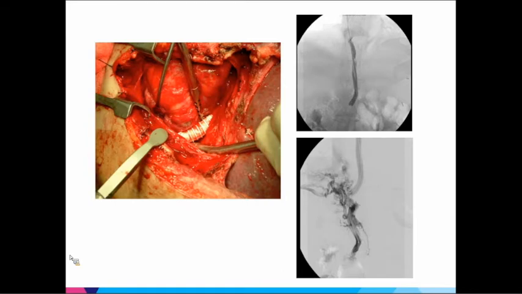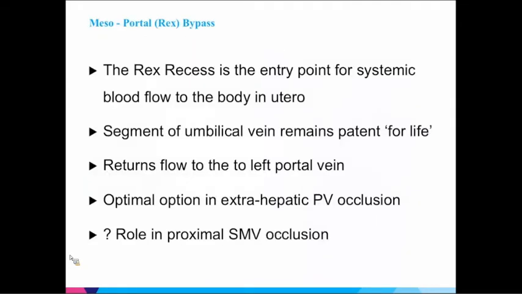So, unfortunately, she died of massive, uncontrolled bleeding that we were not able to control. So that operation, I think, should be gone.